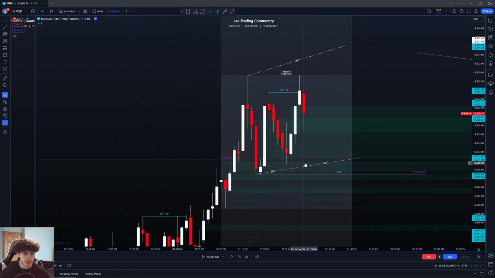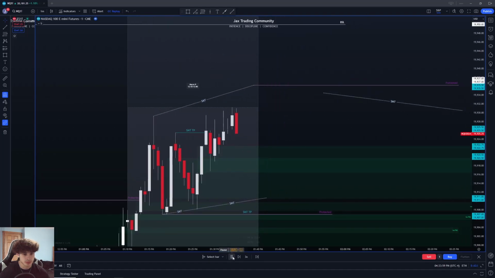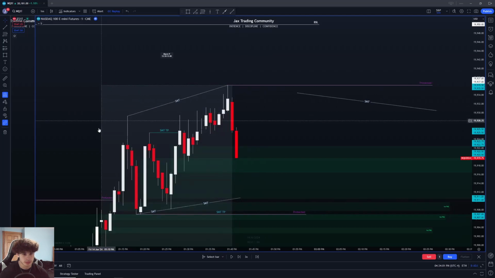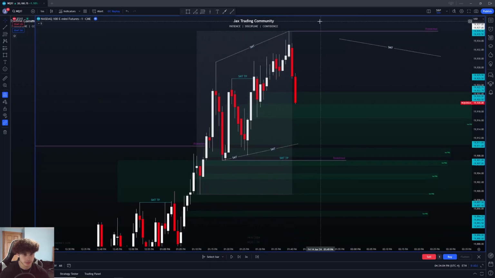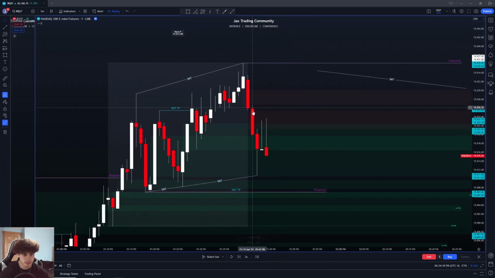Alright, so right here we form an SMT. We come up, take out this SMT TP. Wait for some more structure. Now we create an SMT up here. This would indicate the reversal, but we are at the end of the macro now, so it's more difficult. We come down, and since we form an SMT right here, we do end up taking the SMT TP.